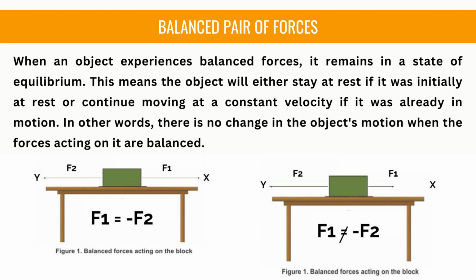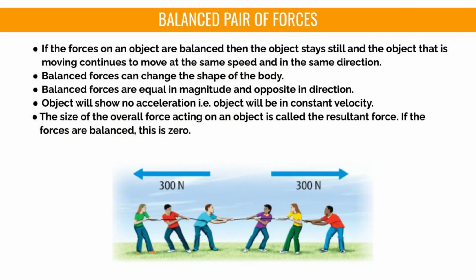This means the object will either stay at rest if it was initially at rest, or continue moving at a constant velocity if it was already in motion. In other words, there is no change in the object's motion when the forces acting on it are balanced. If the forces on an object are balanced, then the object stays still, and the object that is moving continues to move at the same speed and in the same direction.